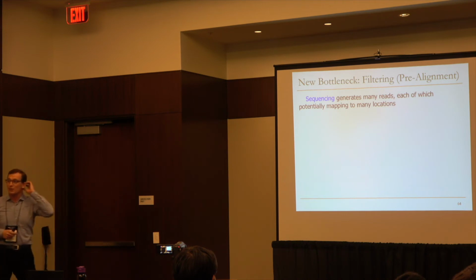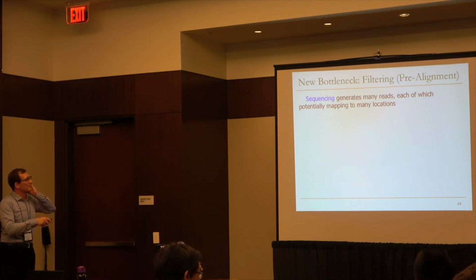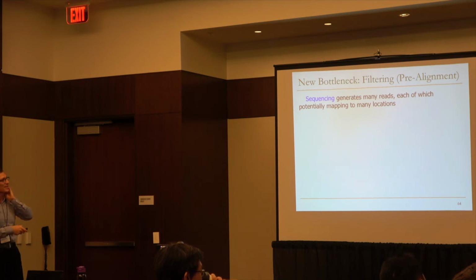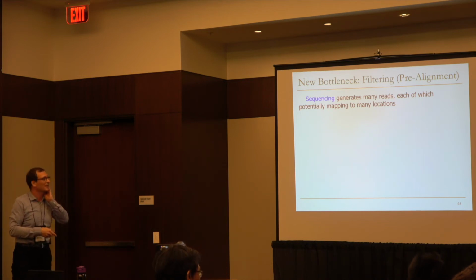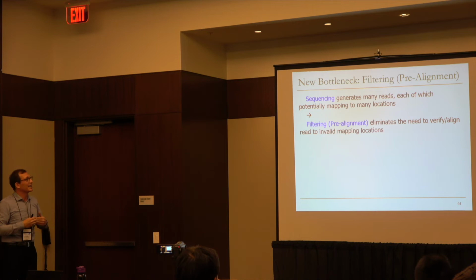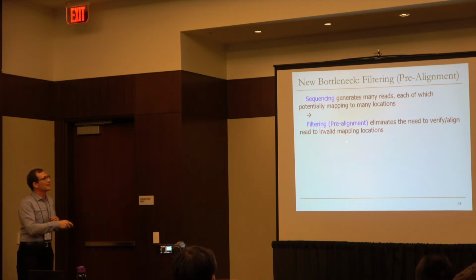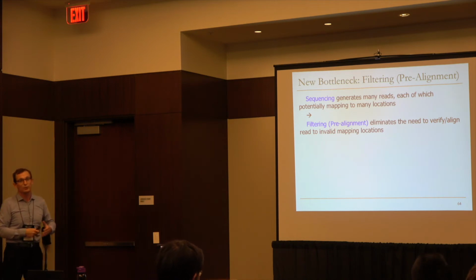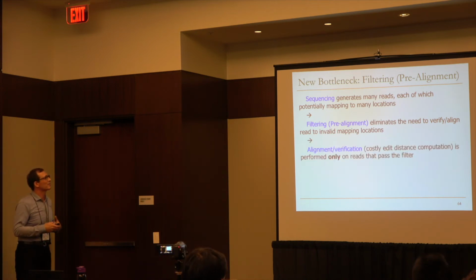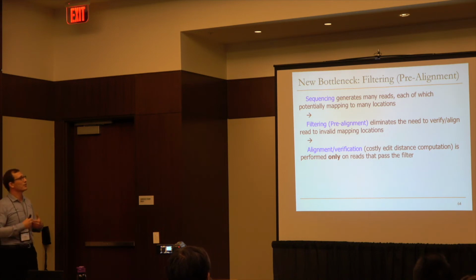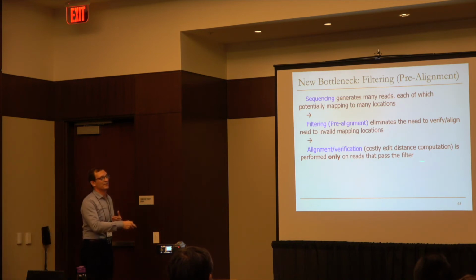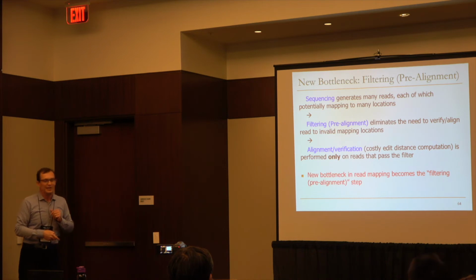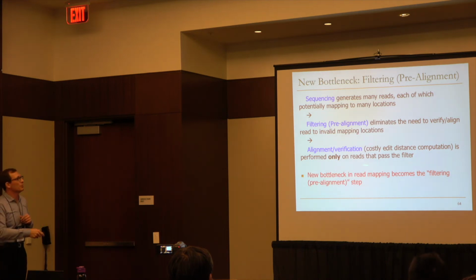Okay, so this becomes a new bottleneck right now. If you take a step back, sequencing generates many reads, each of which potentially maps to many locations. Now we do the filtering, which we also call pre-alignment. It eliminates the need to verify or align the read to invalid mapping locations. And if you do it well, you get rid of a lot of potential alignments. And you do the alignment only on those reads that pass the filter, because this is costly. And after you do this, the new bottleneck in read mapping becomes the filtering step, the pre-alignment step. And that's why we want to accelerate it next.